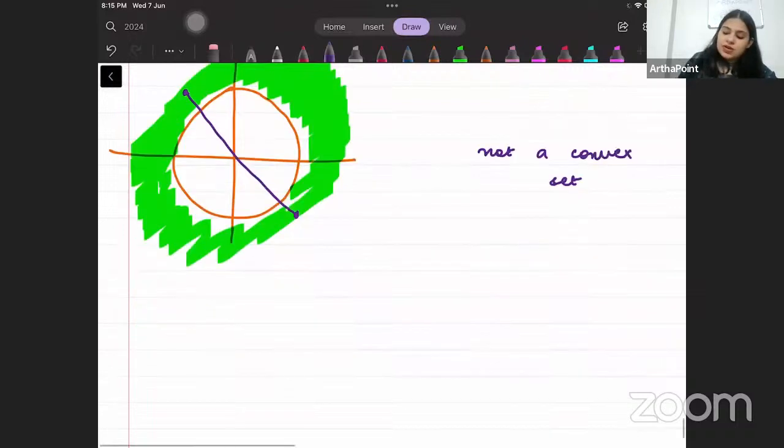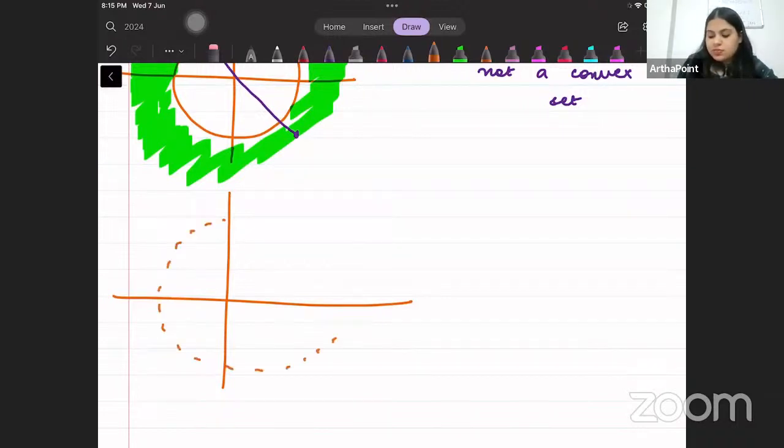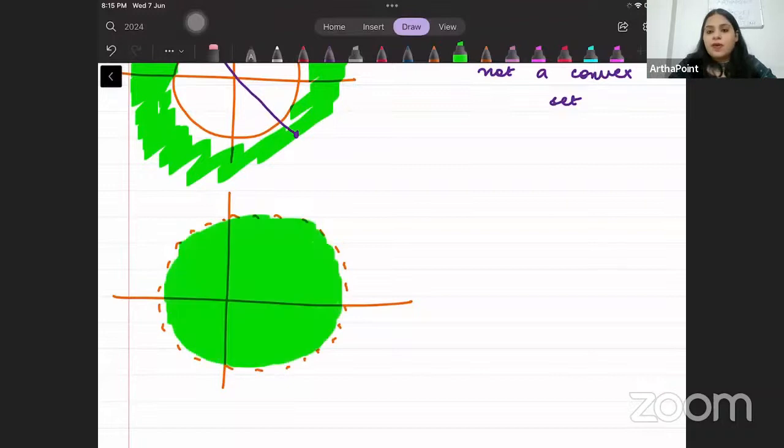Now, let's say I take a circle, but I don't include the boundaries of the circle. This is a dotted circle. The boundary is not included. And I shade this circle. Everything inside the circle is included, but not the boundary of the circle. And I ask, is this a convex set or not? What would you say? Would it be a convex set? So you're not including the boundary of the circle. You're including everything else of the circle.